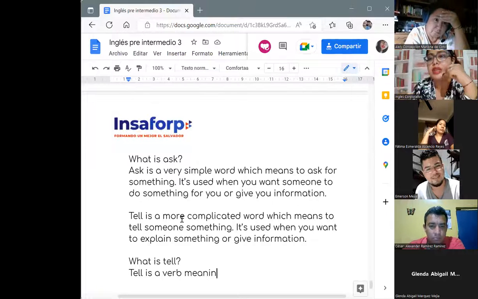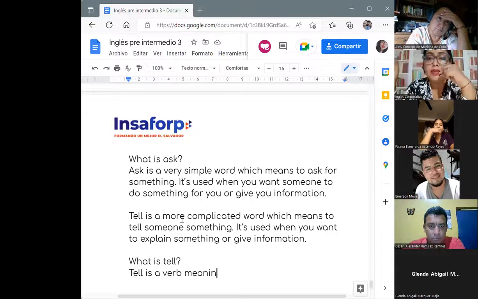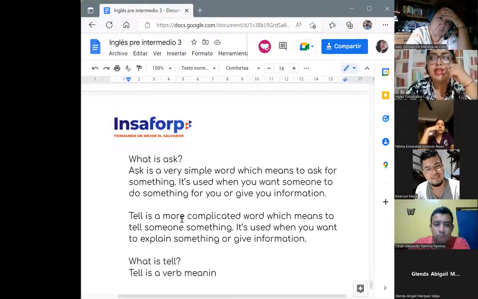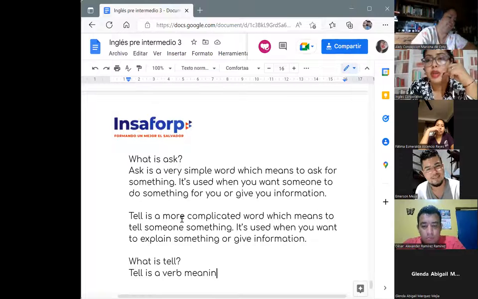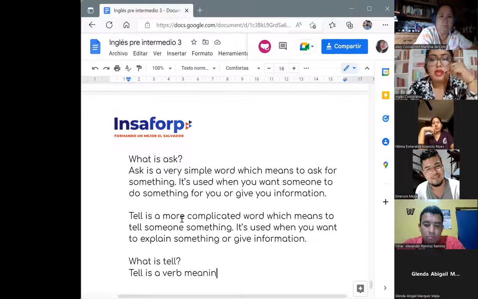So in this case, it's like the different ways in which we can express an idea. We can use the same words, but based on the context, we can make a different meaning. We can say that they are like synonyms. Son como sinónimos que le podemos agregar a las palabras. O sea, en este caso no simplemente vamos a decir preguntar, sino pedir o hacer un request de información. Okay, I got it. Then it says tell is a verb meaning.